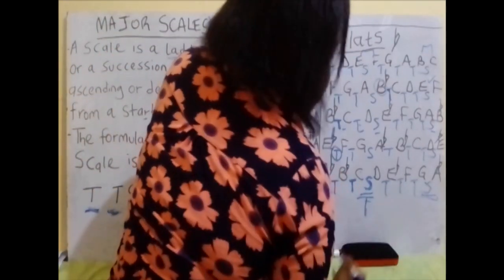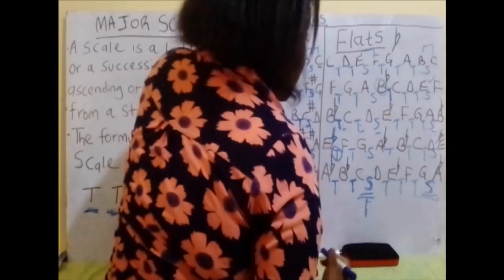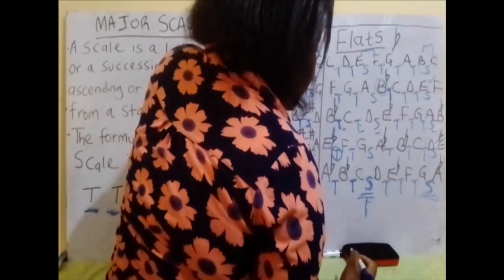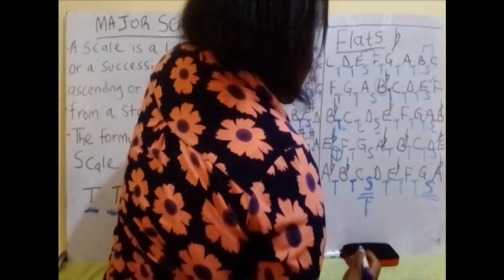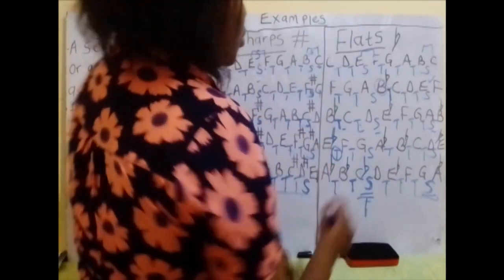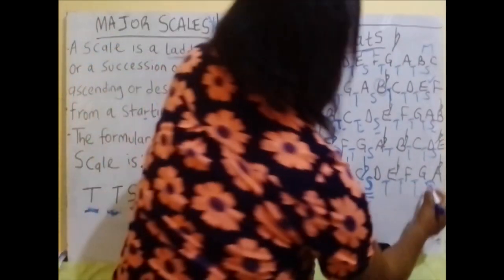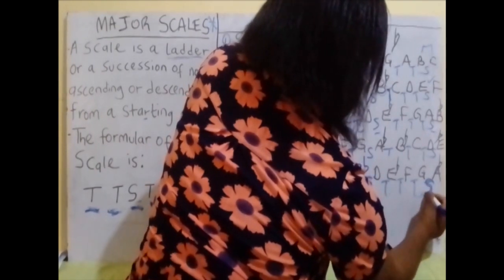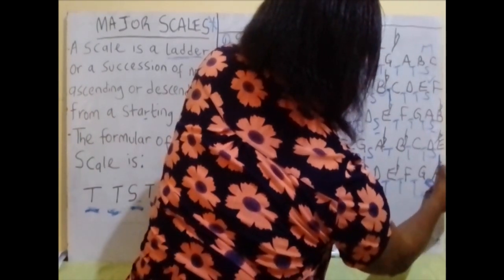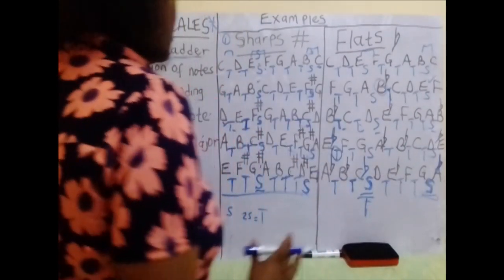For the G, between G and A, it's supposed to be a semitone. But now, we need to, here we were supposed to lower so that we can get a semitone. So between G to A, it is also supposed to be a semitone. So we did that by lowering the A. So it is that simple.